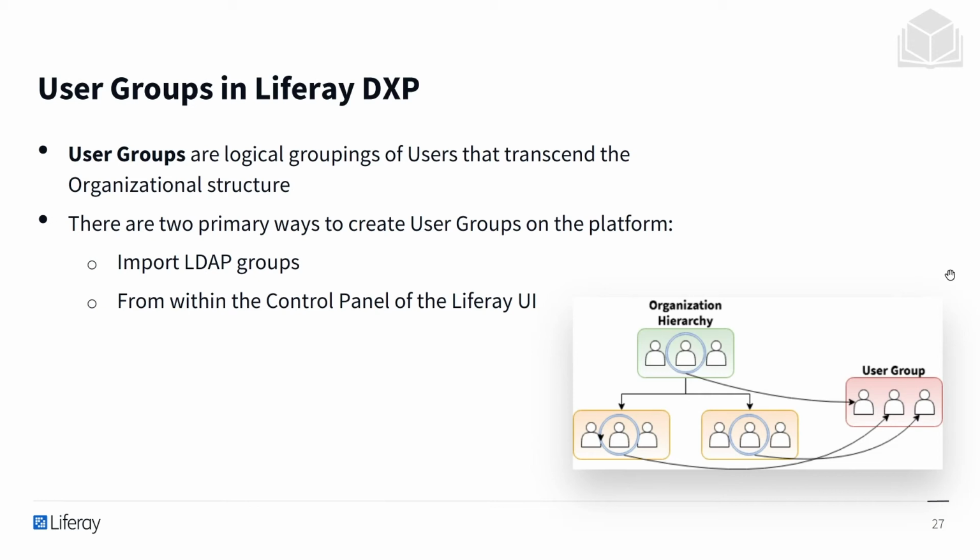They can still get special roles and permissions. They don't have to just be locked into the roles and permissions of the hierarchy. Perhaps these are managers from these different sections, or maybe they're part of another task force within your hotel. There's many use cases for this. There are two primary ways to create user groups on the platform. You can import LDAP groups, or you can create them from within the control panel of the Liferay UI.